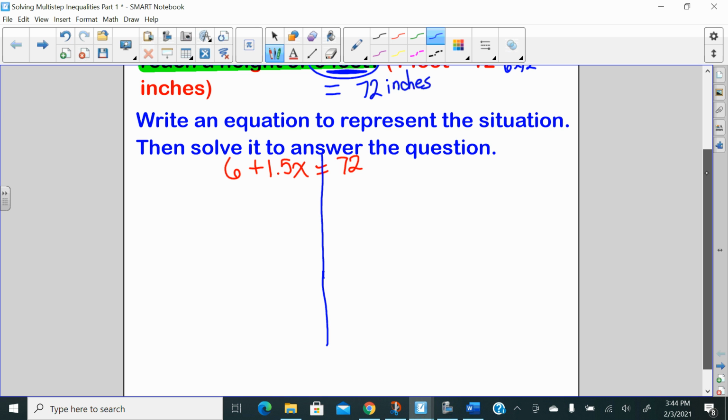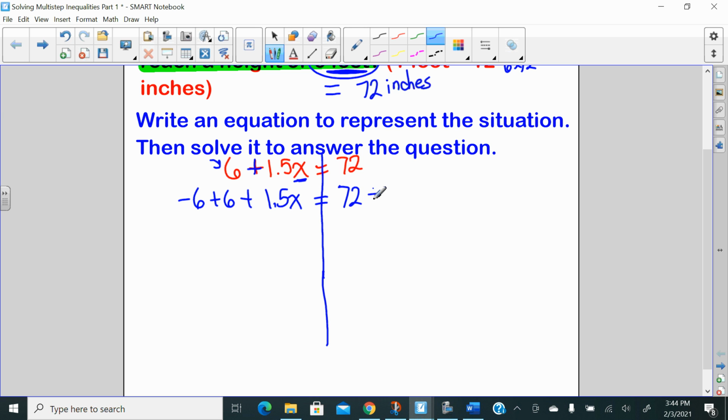So I know SADMAP. I know I always start with what's being added to the x, and since the x is over here, I need to go to the opposite side, that plus sign, and get rid of this 6 right here. So I'm going to add a -6 to both sides. -6 plus 6 plus 1 5/10 times x equals 72 plus -6. Okay, next step, cancel that out.